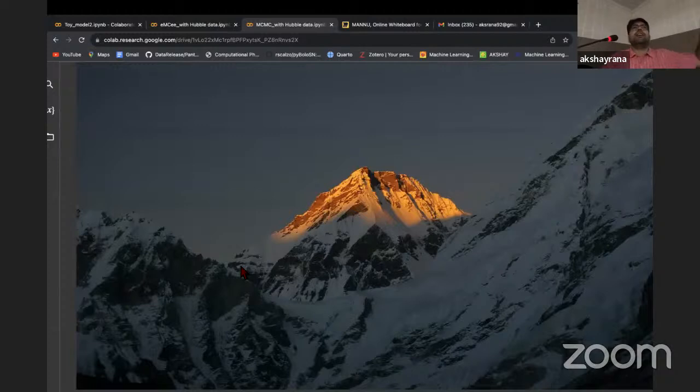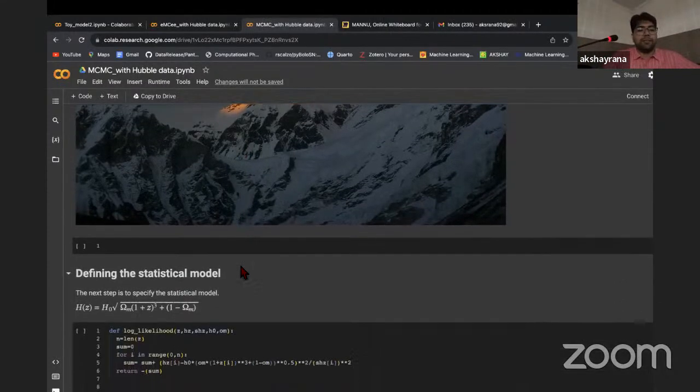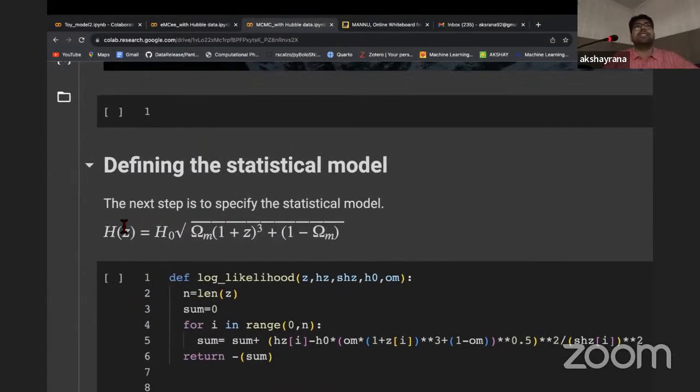So it's the same. Previously I was showing you a very simple picture. Now it's going to be a multi-dimensional, very complicated space which you want to scan. This is the model. Those of you who are familiar, it's the simple Lambda CDM H(z) value coming from the Friedmann equation. Those of you who are not, consider it to be any functional form. What are the unknown parameters in it? H naught and omega m. Omega m is the matter density and H naught is the Hubble constant value.